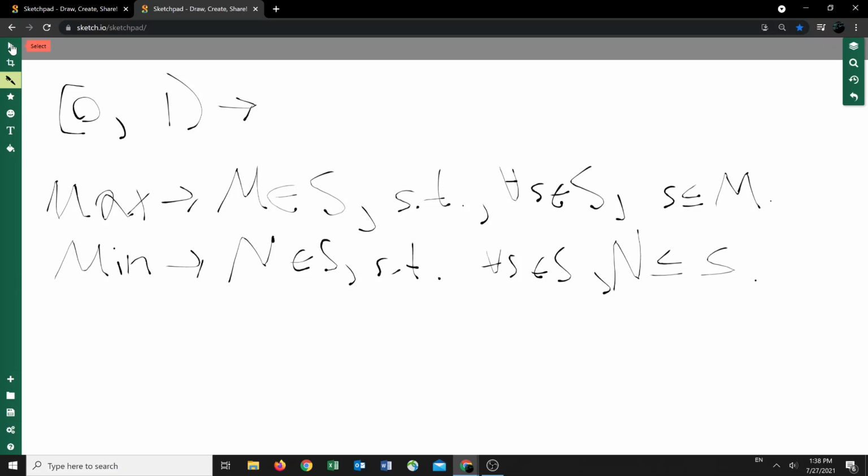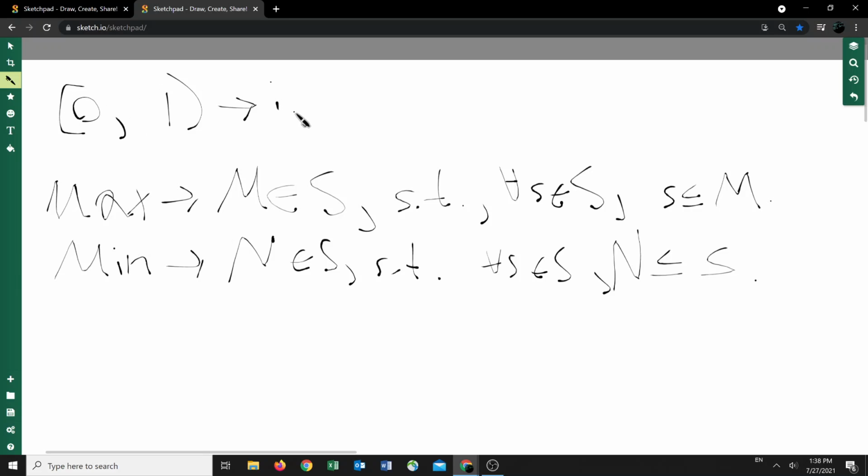So that's the min. Now the difference between max and min is this right here. That's a key difference. M is in S, but the supremum, as you'll see in this example, doesn't have to be in S. But if the max exists, then that's the supremum. If the min exists, then that's the infimum. So let's look at that with this example, and then we'll close the video.